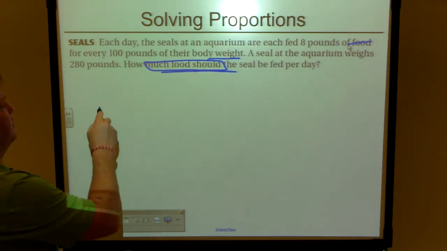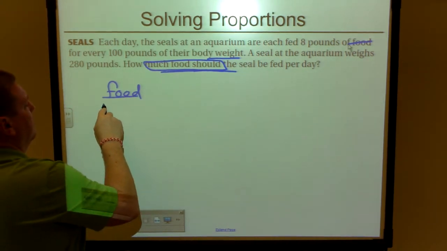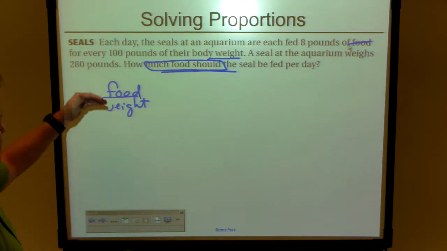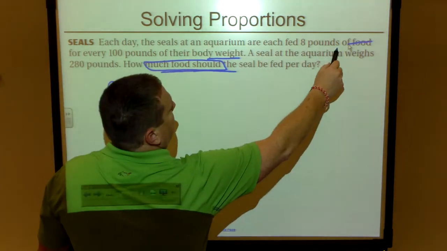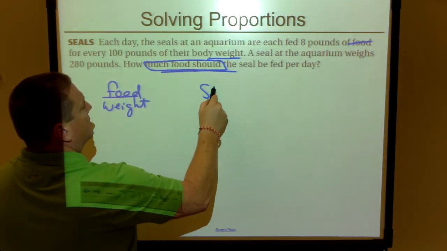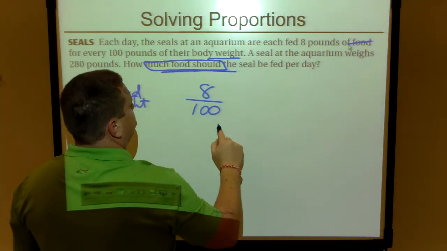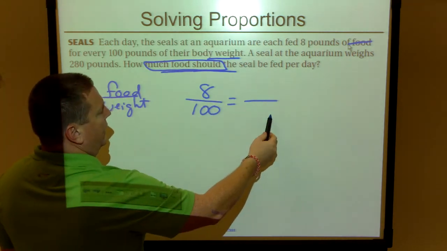So as they start with food, I'm going to put food over weight. So it's a ratio of how much food they give them to how much they weigh. So I'm going to keep that format, food over weight. The first thing they gave me was 8 pounds of food compared to 100 pounds of body weight. Now, since this is food over weight, I've got to put food over weight on this side.